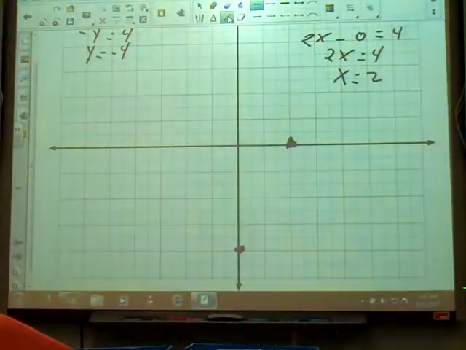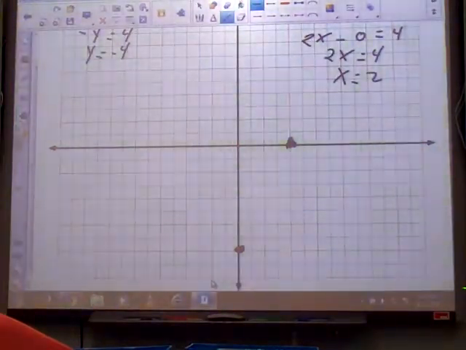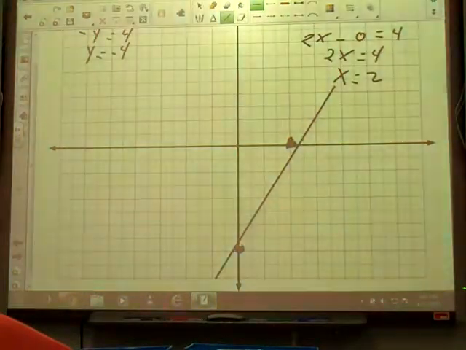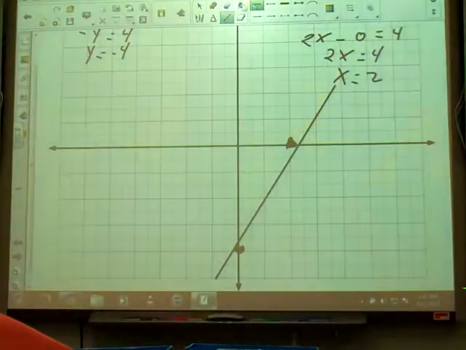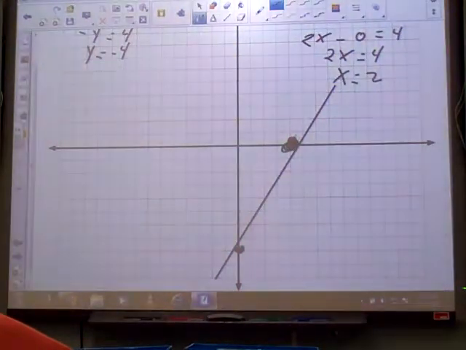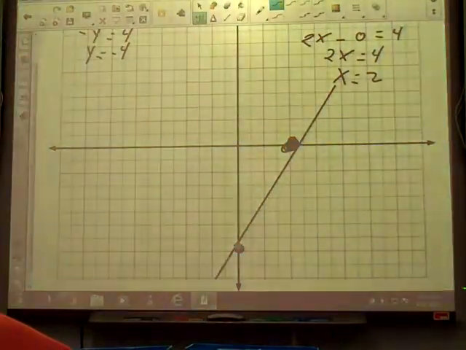I haven't been very lucky at connecting my points today. We're going to give it a whirl there and see if I can get it. I got closer on that one. I can make those points a little bit bigger. Oh, where's my marker? There it is. Make the points bigger to hit the line. There we go.